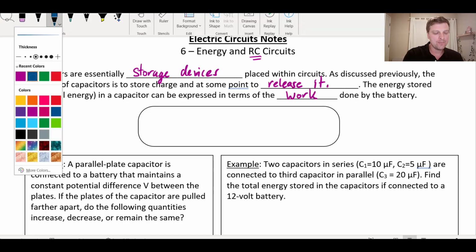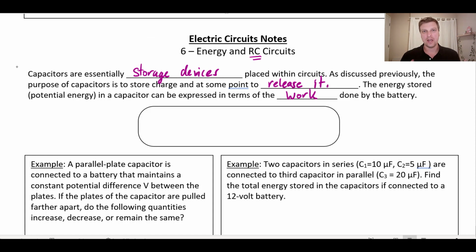So the formula we have for potential energy stored in a capacitor: the potential energy, and we'll just use the term EP, and maybe you can call it EPC for capacitor if you want, is going to equal 1/2 times the charge times the voltage.